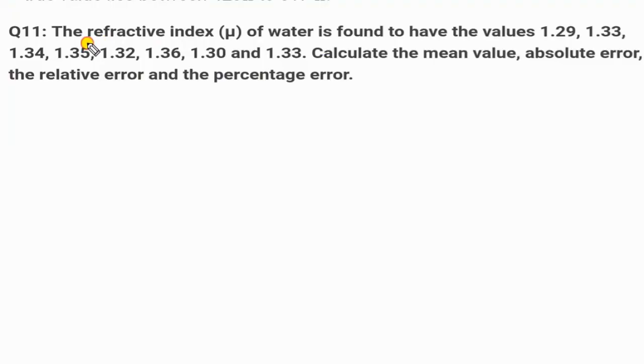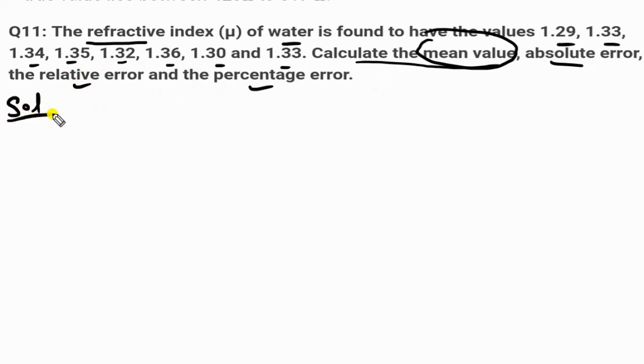Let us solve the first numerical problem. The refractive index of water is found to have the values given here. We are asked to calculate the mean value, the absolute error, the relative error, and the percentage error. So let's solve the problem. Let me divide the screen into two parts.